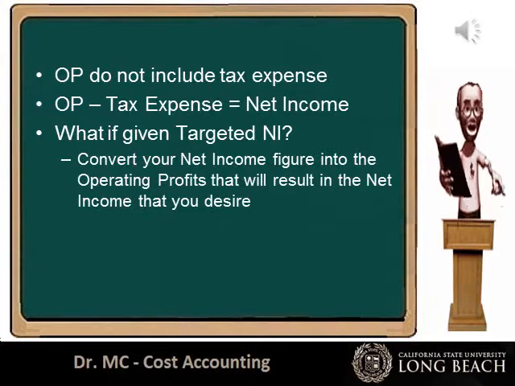In that case, you should calculate the operating profits that would result in the specified net income after you have paid your firm's tax expense. Once you have that figure, then use the operating profits figure in the formulas as we have done previously. Please remember that the modified formulas require you to use operating profits, and you can't use net income in those formulas.